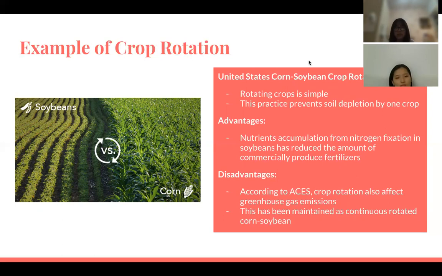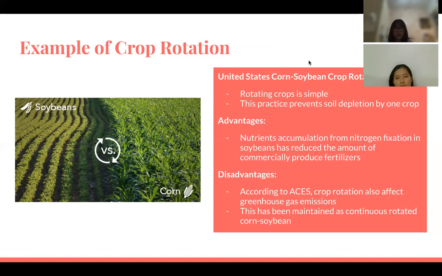Also, pest control is a big advantage of rotations, with particular respect to insect and crop disease host elimination. All of these advantages, plus the improvement to soil health, make crop rotation definitely beneficial, simple, and low-cost tools that farmers can use. However, as for the disadvantages, the Agriculture, Consumer, and Environmental Sciences, or ACES, released new research that crop rotation also affects greenhouse gas emissions. But overall, this plan is a success.